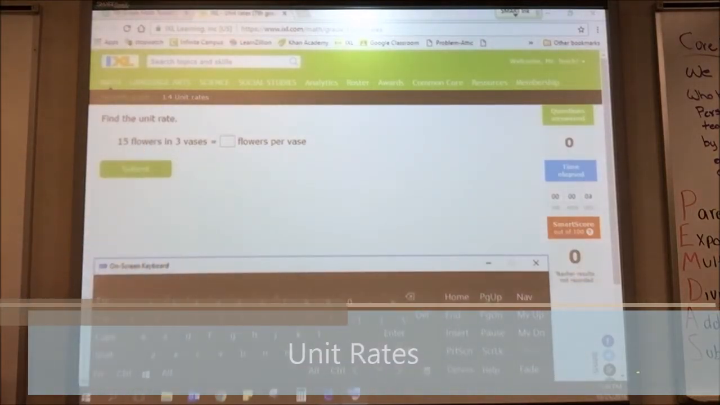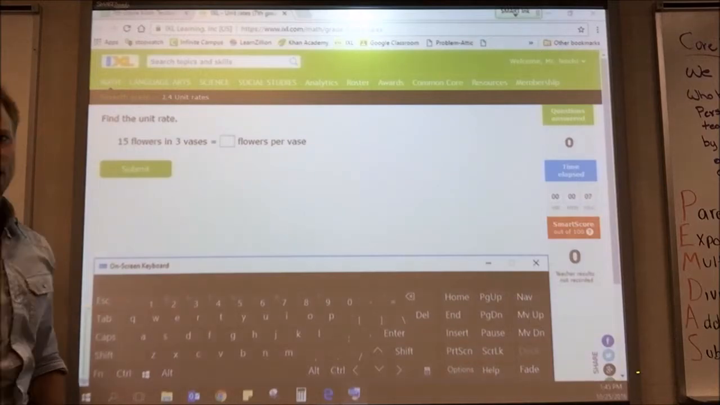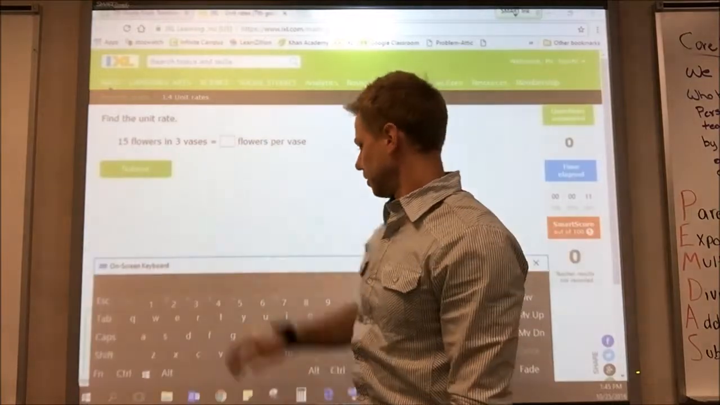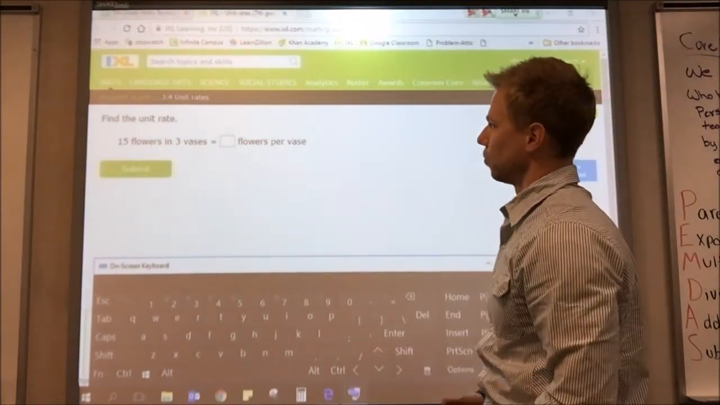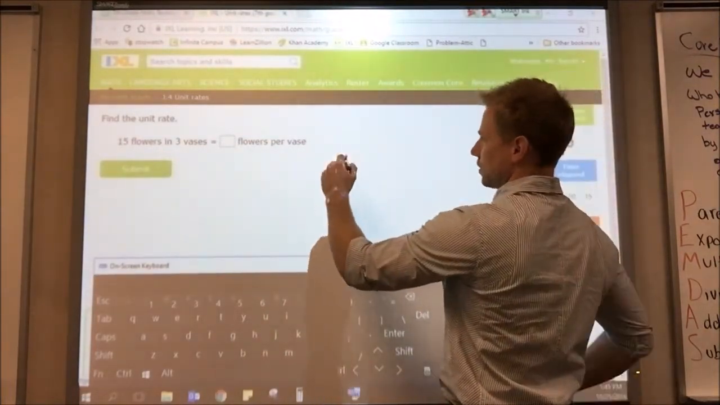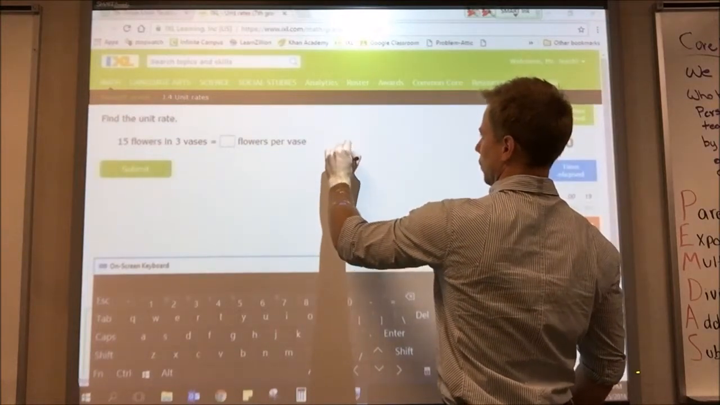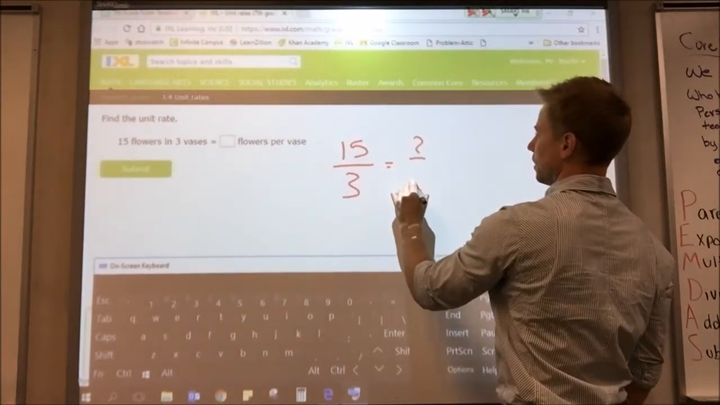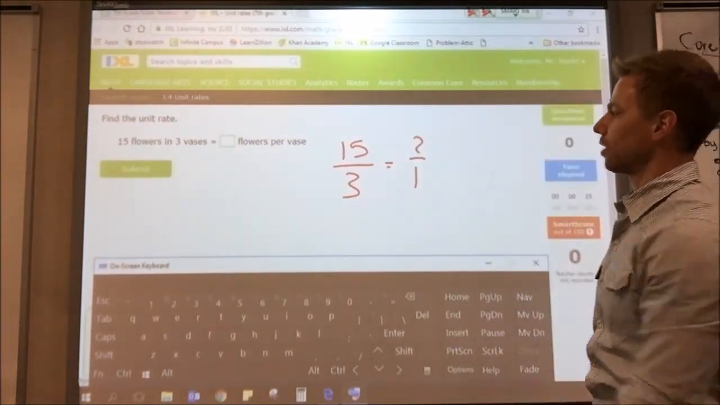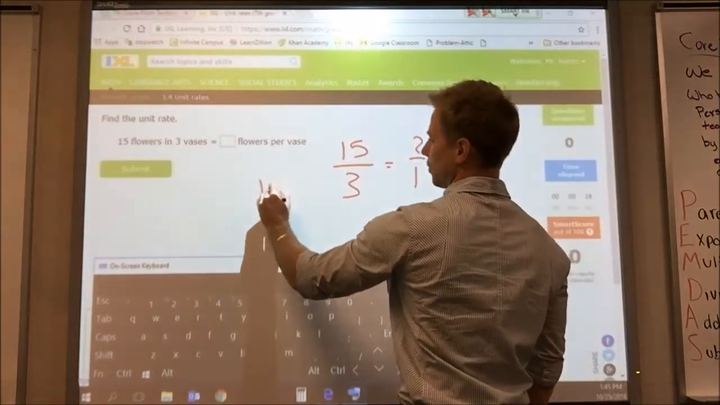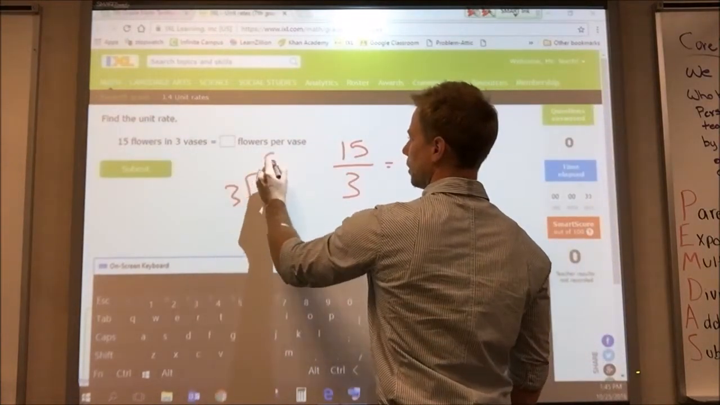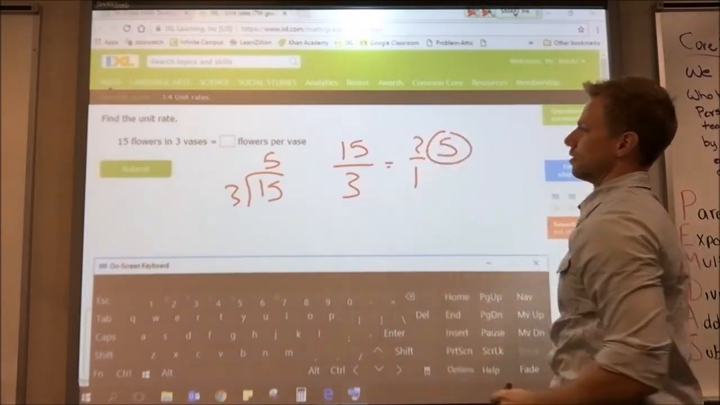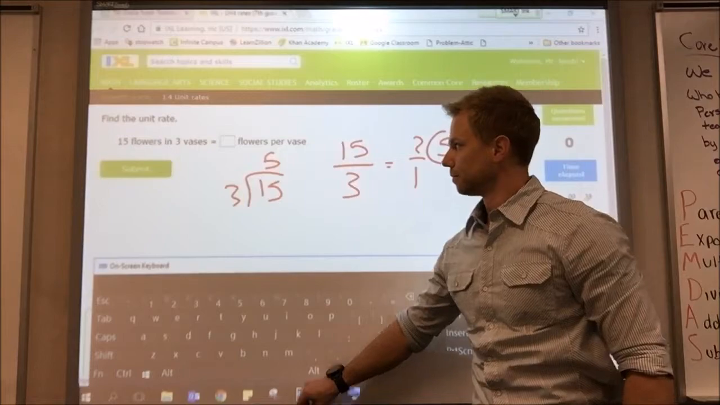We have 15 flowers in 3 vases. How many flowers are there in 1 vase? If there's 15 in 3, to figure out how many there are in 1, we are really setting up a proportion. We would have 15 over 3 is the same as how many in 1. How we can figure that out is we can just do 15 divided by 3, which turns out to be 5. So that means there's going to be 5 flowers in 1.